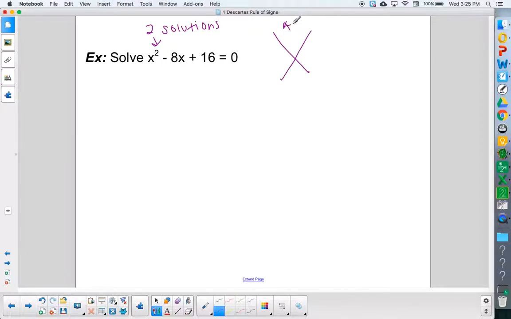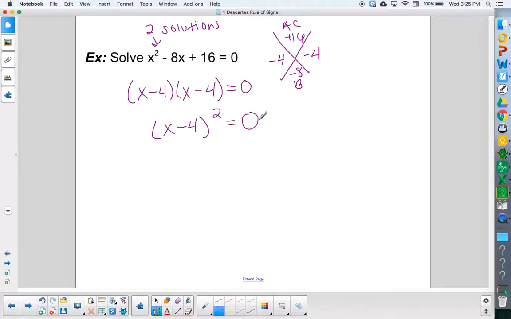So AC would give us negative 16, B would be negative 8. Sorry, this is positive 16. So 2 numbers that multiply to positive 16 but add to negative 8 would be negative 4 and negative 4. So that means this factors to x minus 4 times x minus 4 equals 0. But we know if something is multiplied by itself, that's the same thing as saying it's squared. So we can rewrite this as x minus 4 squared equals 0.